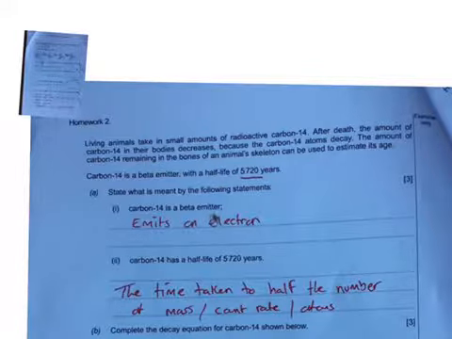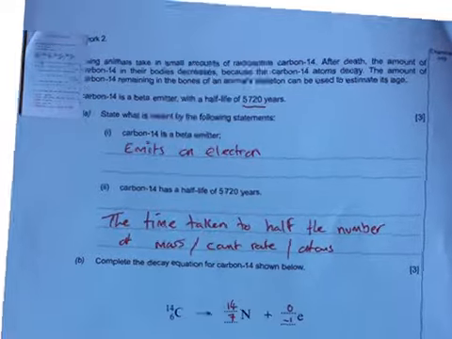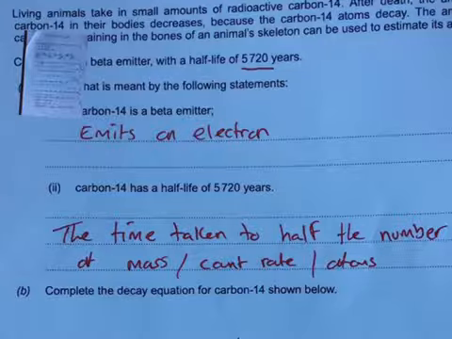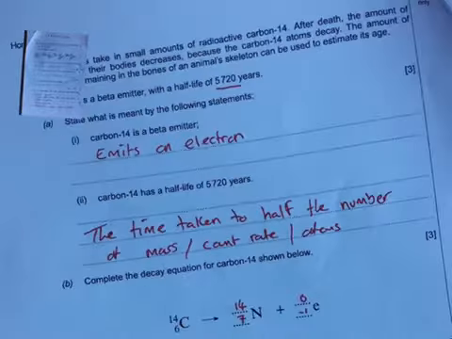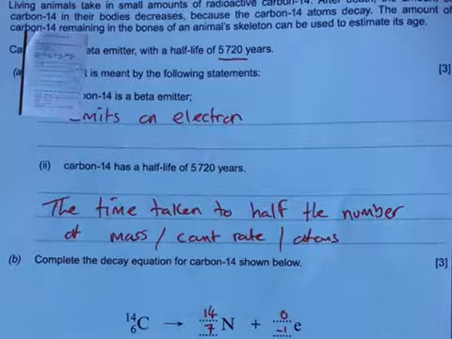Carbon-14 is a beta emitter. Well, beta emission is just electrons, fast-moving electrons. Carbon-14 has a half-life of 5,720 years. Well, that is just the time taken for half the mass, really, or half the count rate, or half the number of nuclear atoms to fall by half. So it's just, in that time, this element, this carbon-14, is going to decay by half.